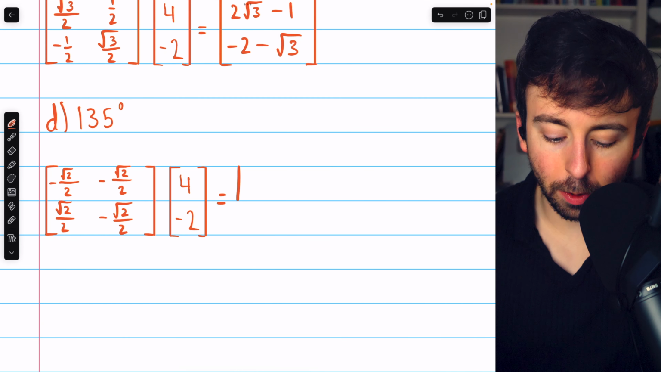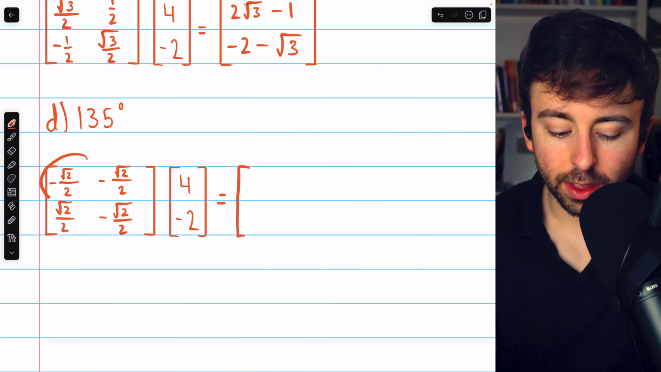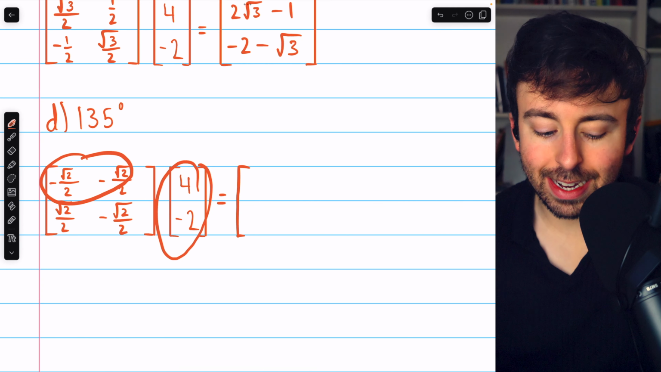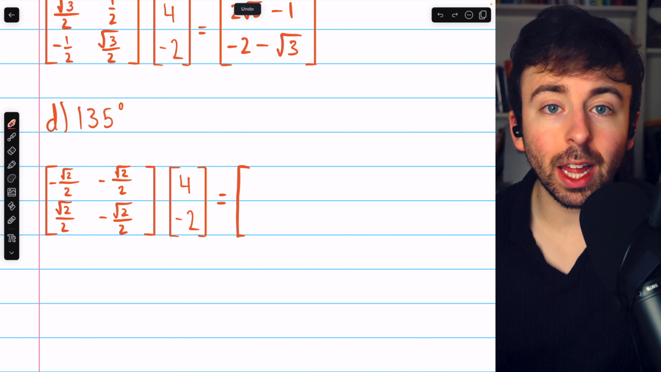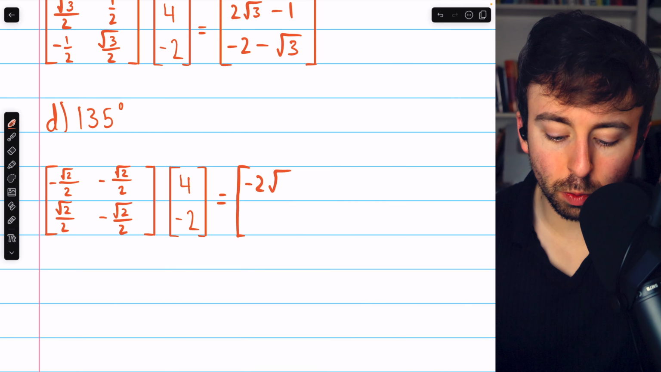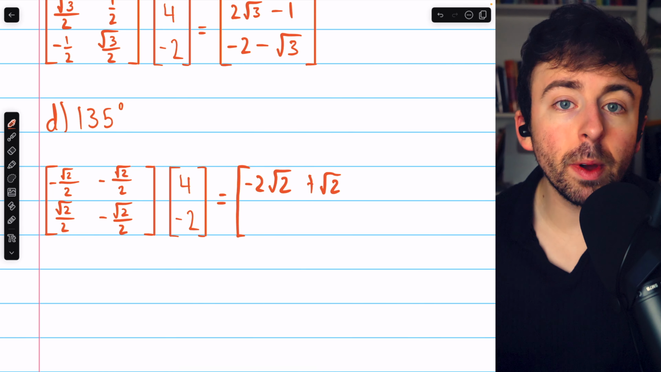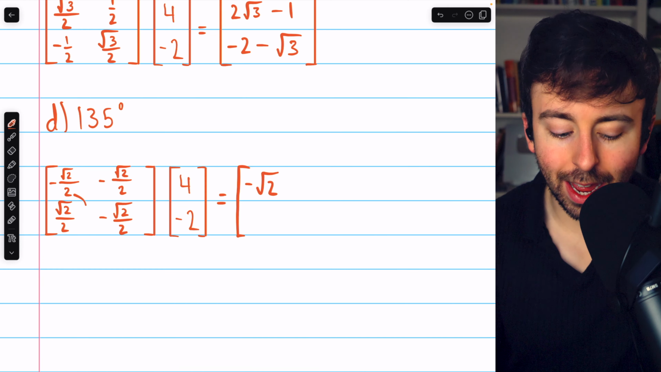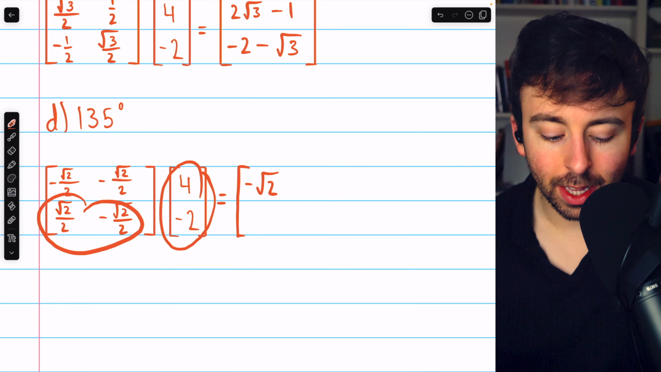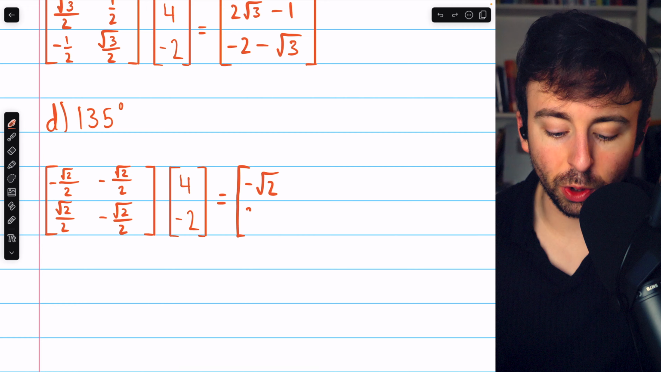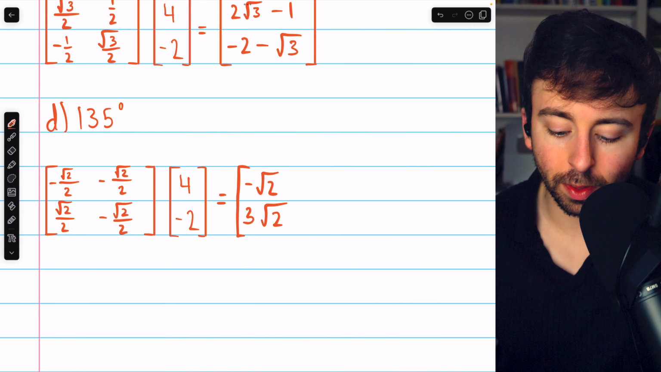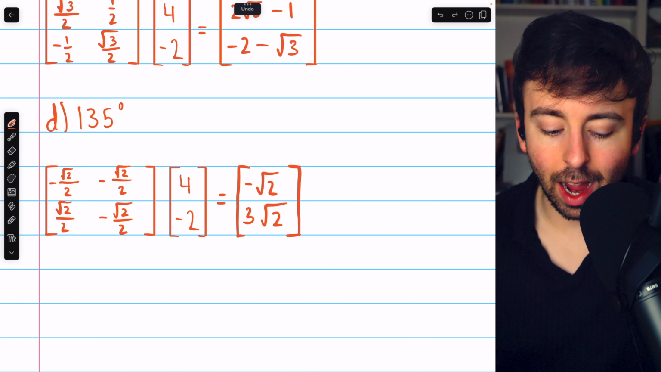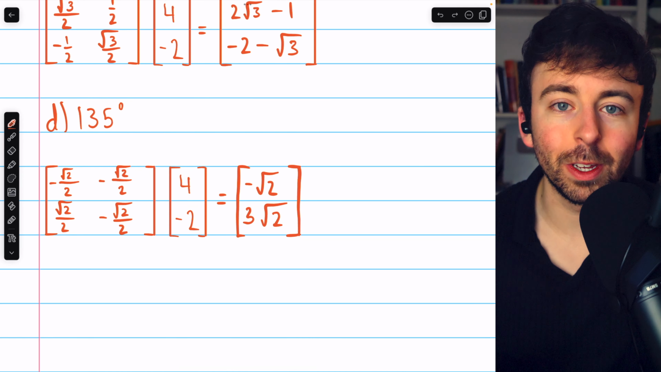Once more, we just have to carry out this matrix multiplication. This row and this column, that's going to be -2√2 plus √2. So -2√2 plus √2. We might as well simplify that. That simplifies to just -√2. Then this row matched up with this column, that's going to produce 2√2 plus √2. 2√2 plus √2 is 3√2. So this is the image of this vector after a rotation of 135 degrees about the origin.